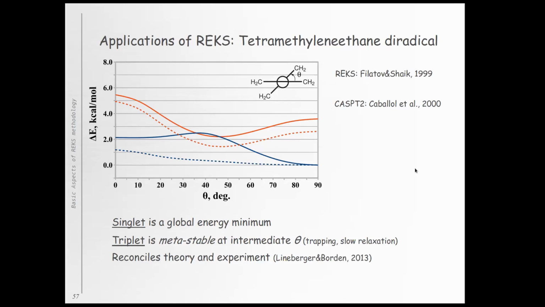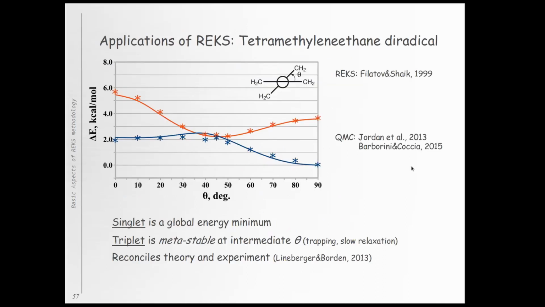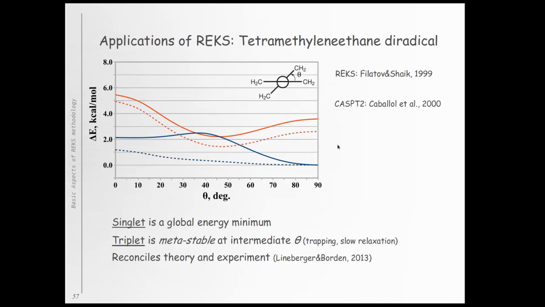Until some time ago. Which one is which? I don't know which one is which. Yes. You mean the solid line is REKS or CAS-PT2? Solid line is REKS. So this is the REKS singlet state, blue, and the red triplet state. And now you see dashed lines. This is CAS-PT2 triplet, CAS-PT2 singlet. So as you see, triplet and singlet don't cross anywhere.